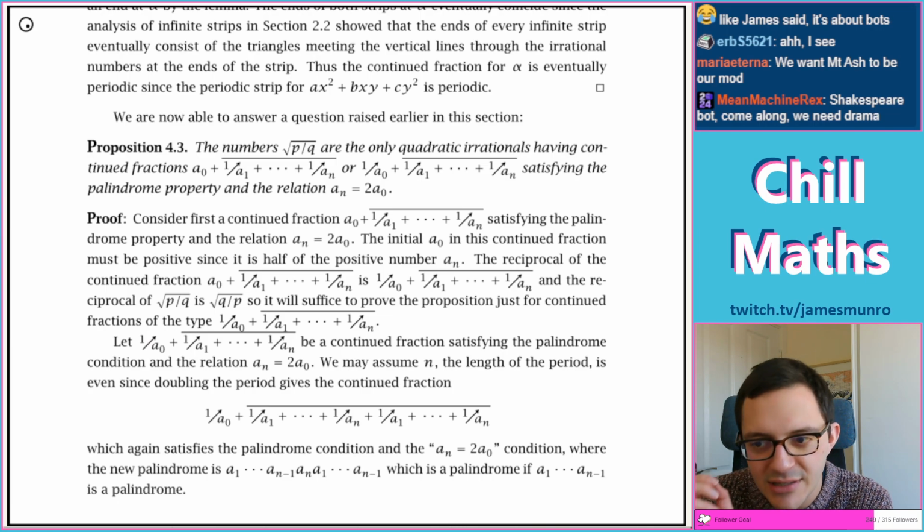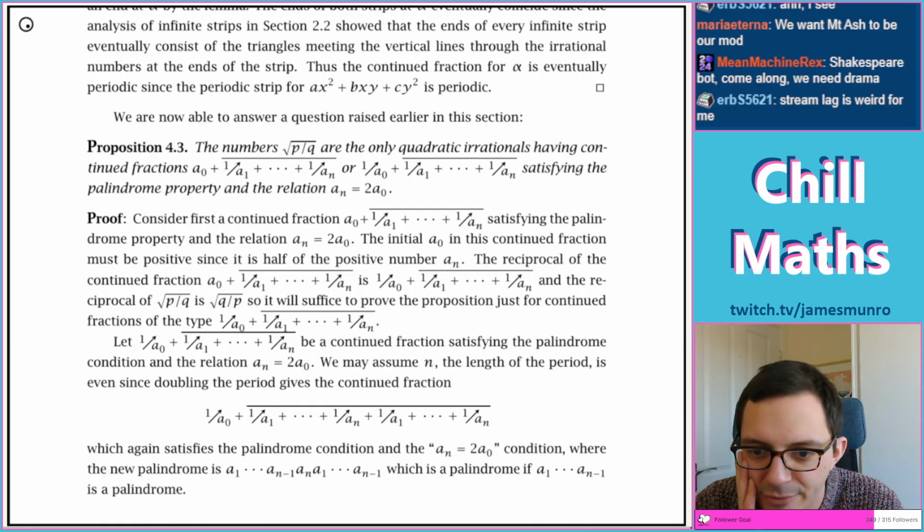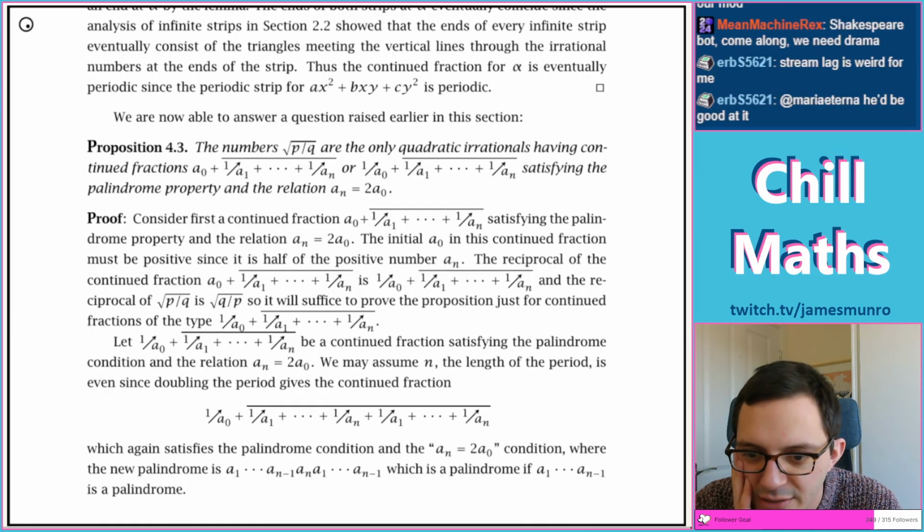What's in 4.3 is these are the only ones. Okay, that's a little bit better. Let's have a look at that. Proof. Consider first this continued fraction satisfying those properties. There's going to have to be a number root p over q apparently.